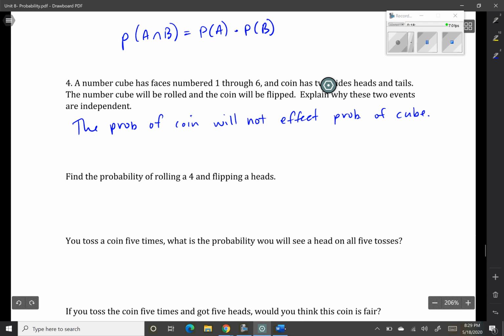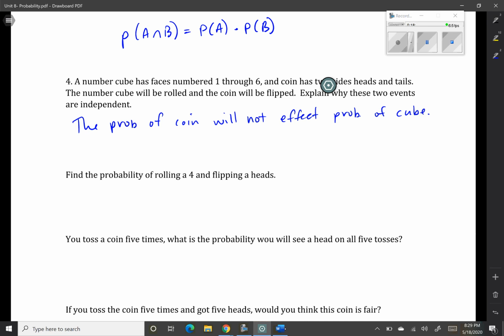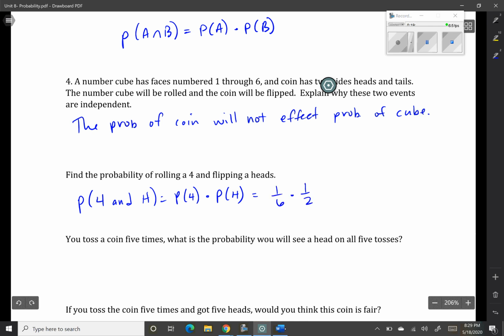So what is the probability of rolling a 4 and flipping heads? The probability of rolling a 4 and landing on heads is the same as the probability of rolling a 4 times the probability of landing on heads. The probability of rolling a 4 is 1/6. The probability of landing on heads is 1/2. Multiply those out, I get 1/12. If I like decimals better, I could say 1 divided by 12. I should know that, but it's late. So we'll say that this is 0.083. So there's about an 8% chance of both of these things happening at the same time.